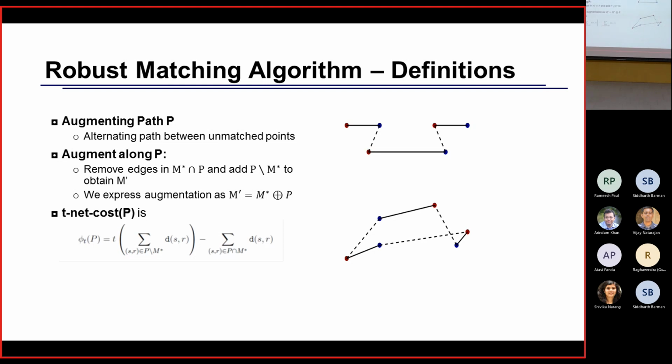I'm going to define something. This is very new. If you haven't read my paper, you wouldn't know about this. It is the notion of T-net cost. So what is T-net cost?